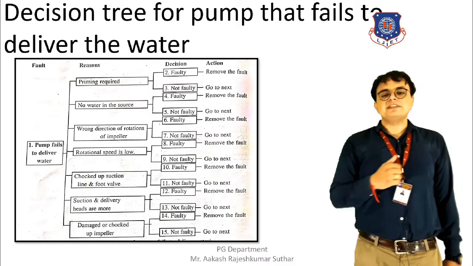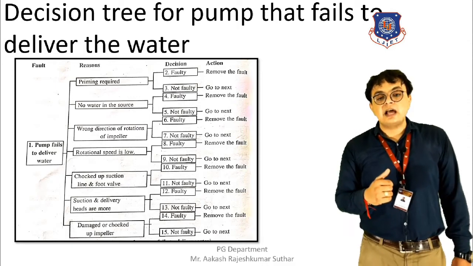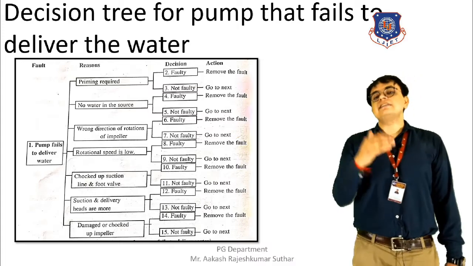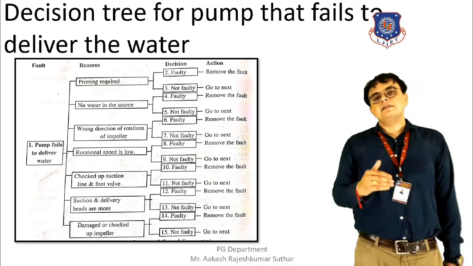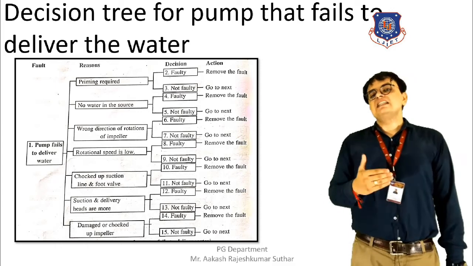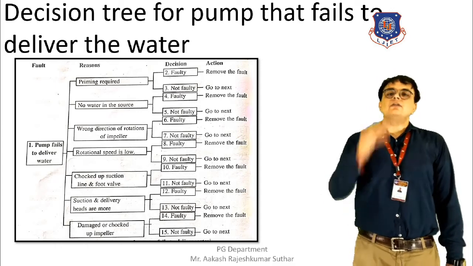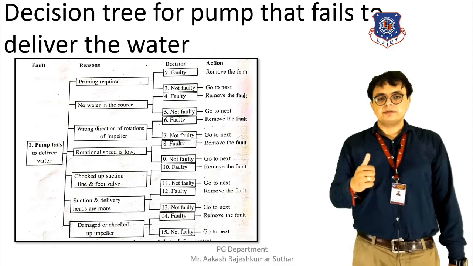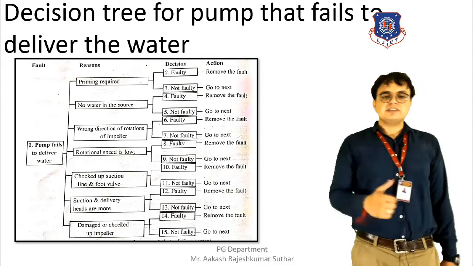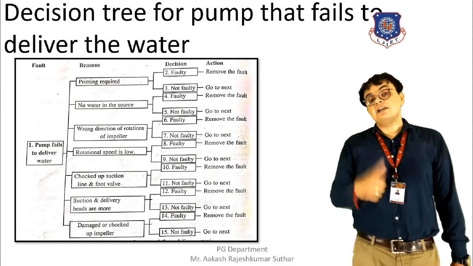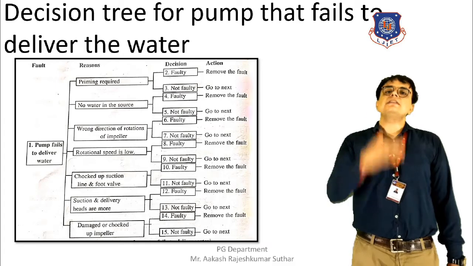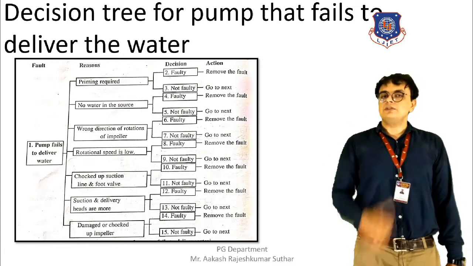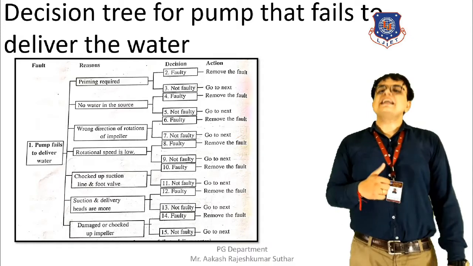So the next type of reason is the suction and the delivery heads are more. So if actually the suction and the delivery heads are found more, then we should take the decision as faulty, and the action corresponding to the decision will be remove the fault. But if the suction and the delivery head are not found more, means it is not found faulty, then the action we should take is go to the next reason.